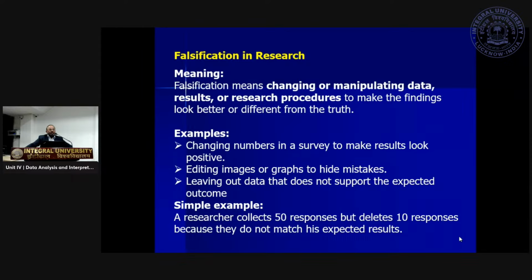If you put that data in SPSS, the results will come out, and that table you have to mention in your research article or paper or thesis, and you have to interpret why these results came out. This is called verification and validation of data. Verification and validation of data is important.